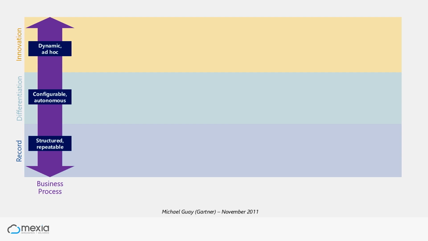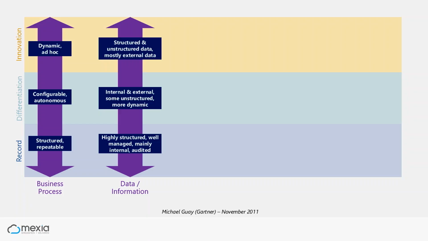So just looking at the aspects across those layers. From the business process perspective, at the system of record level, they're going to be very structured and repeatable processes. But as you move up that stack, they're going to become more configurable and autonomous, and then gradually it gets to ad hoc and very dynamic. The same could be said for the data as well. The data is going to be very structured with your core systems because it usually has to be very high quality and be prepared for auditing. And it's very much internal data. But as you move up the stack, you're going to start finding more reliance on external data, and the data may not be quite as well structured.